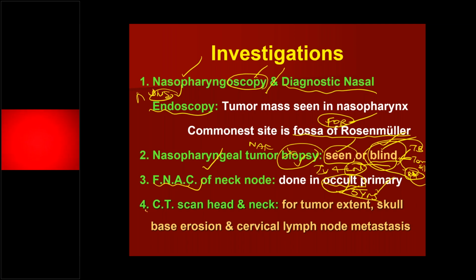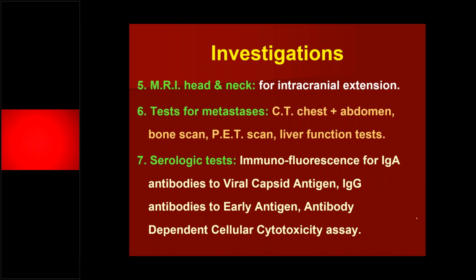CT scan of the head and neck, of course, you go for CECT, contrast enhanced CT scan of the neck. For tumor extent, skull base erosion, and cervical lymph node metastasis, you have to confirm all these things on CT scan. Another investigation is MRI head and neck for intracranial extension, which I call ICE.